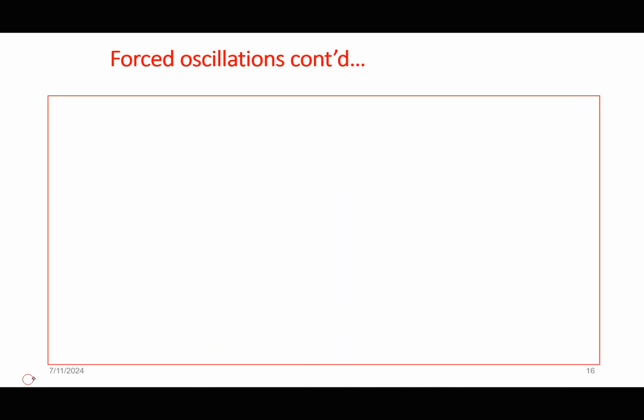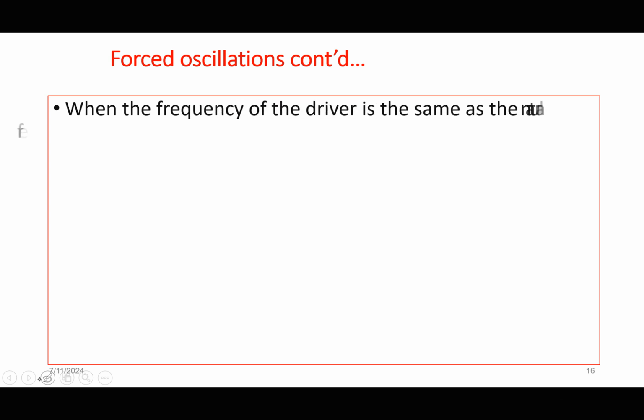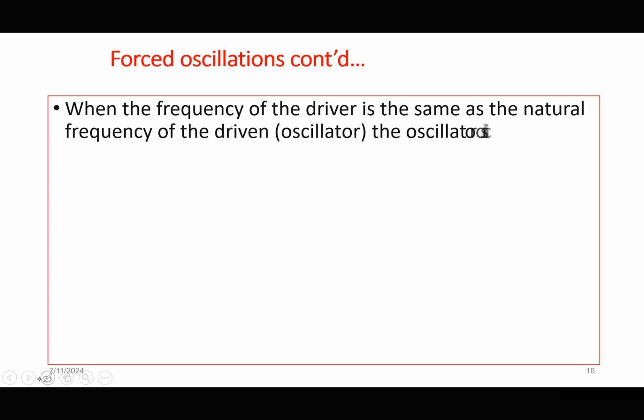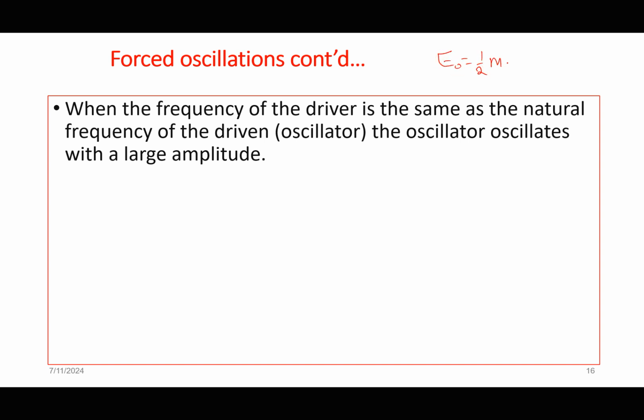So let's try to understand oscillations in more detail. When the frequency of the driver is the same as the natural frequency of the driven oscillator, what really happens at that point? The oscillator, which is now the other person who was seated on the swing, would absorb maximum energy from the person who was pushing. And remember, the energy of an oscillating system is given by a half m omega squared times x naught squared.